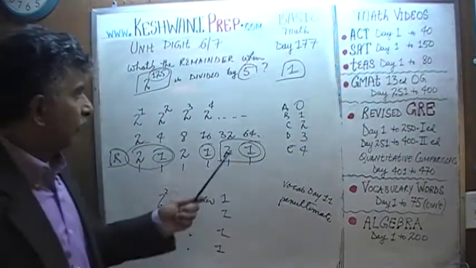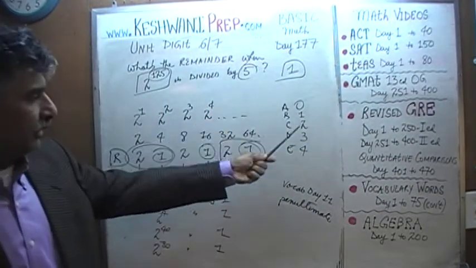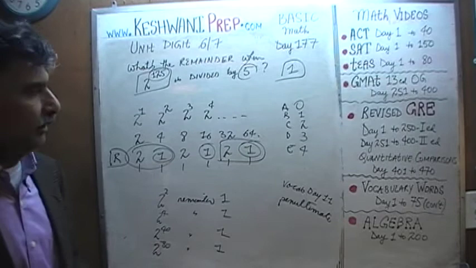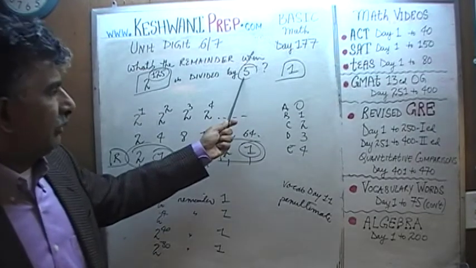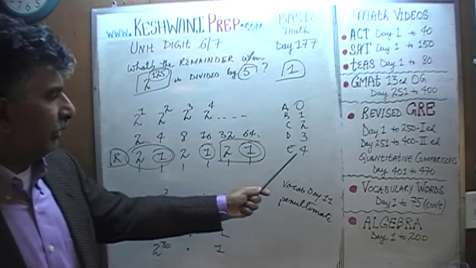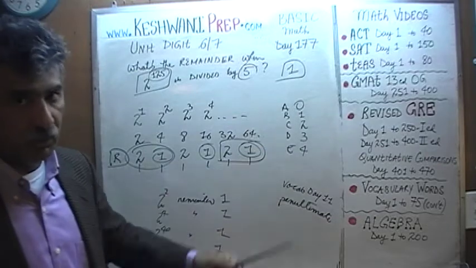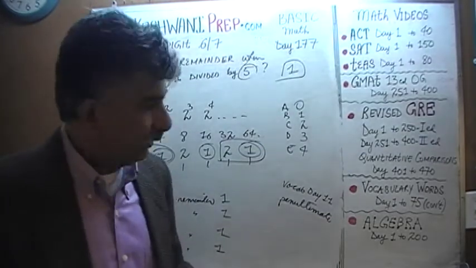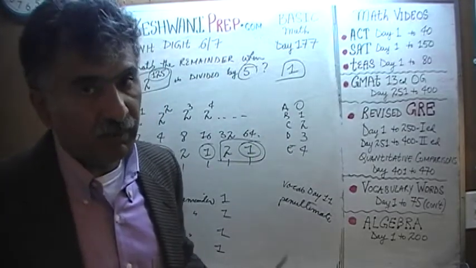But now, because we are dividing by 5, we cannot rule out anything right off the bat. If you divide a quantity by 5, it is possible to have a remainder of 4 or 3 or 2 or 1 or even 0 if it's evenly divisible. So we cannot rule out any answer choice right off the bat. We're going to have to do the work.